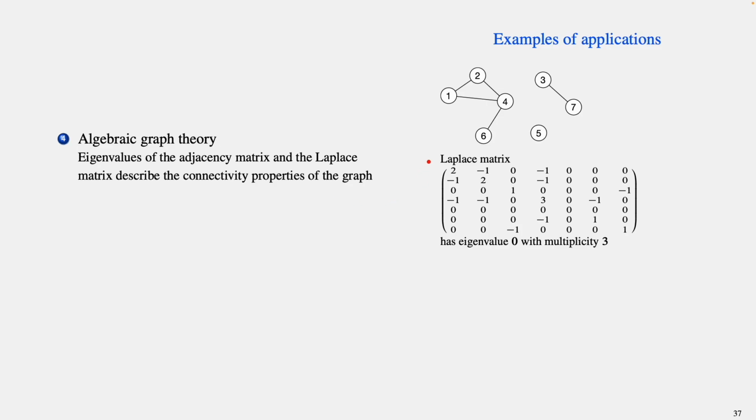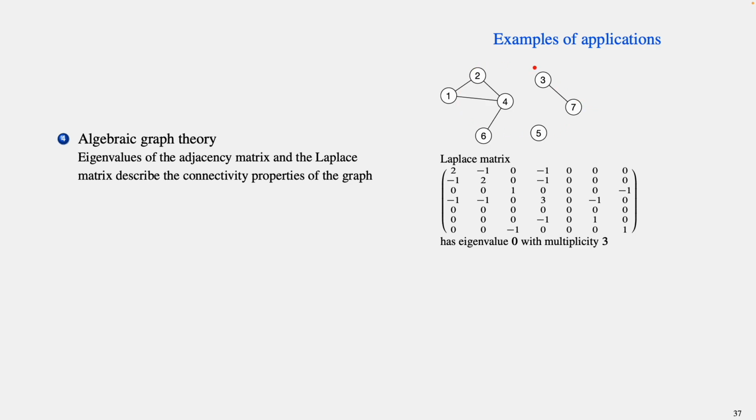For example, without further explanation, this graph here has the Laplace matrix as this. And if you compute eigenvalues of this matrix, you find that the eigenvalue 0 occurs with multiplicity 3. So you have a linear factor lambda to the power of 3 in the characteristic polynomial of this matrix. And this means, which is of course not obvious at all, that the graph has 3 connected components, as you can easily see from the picture here.